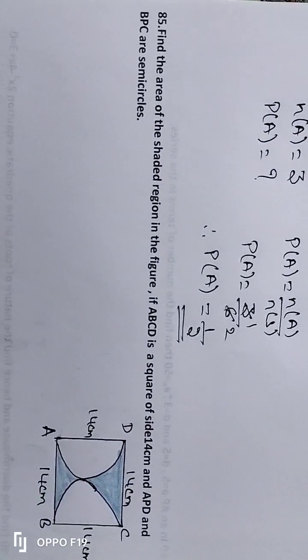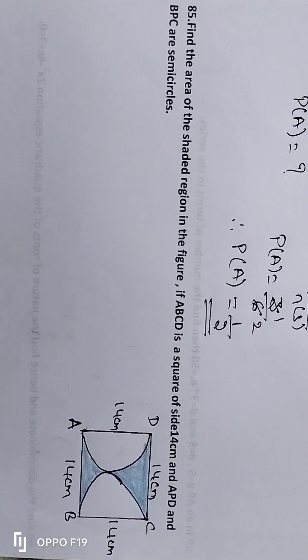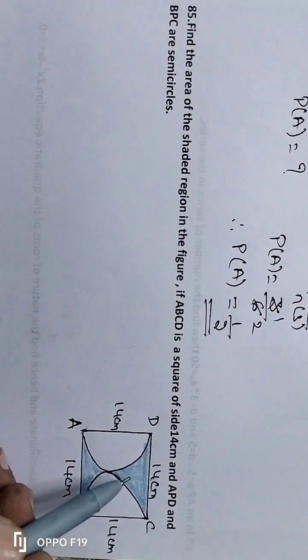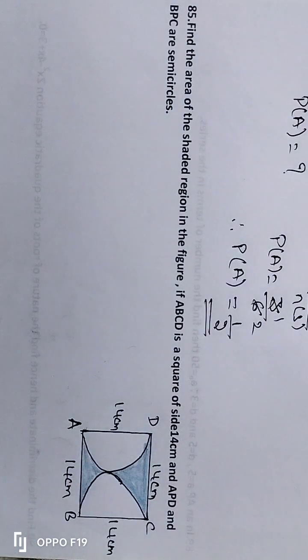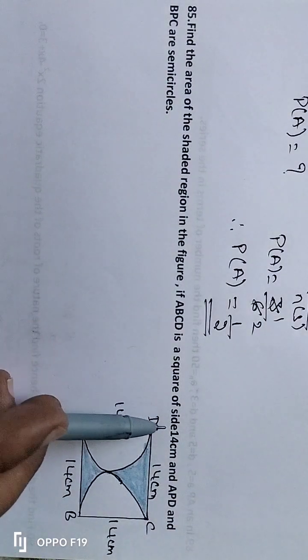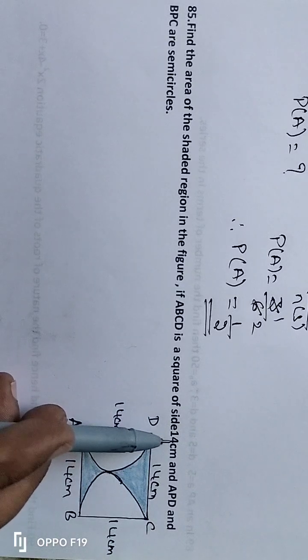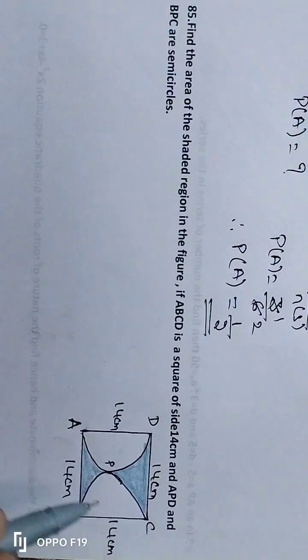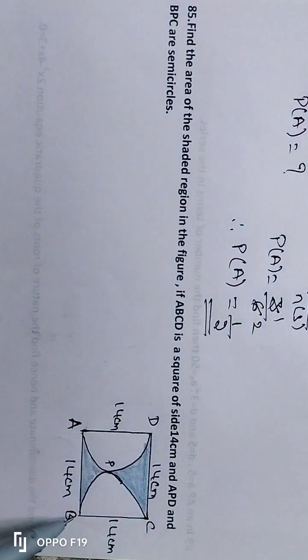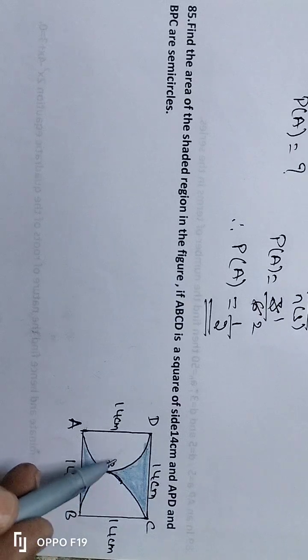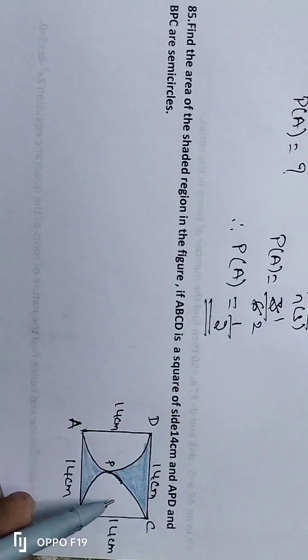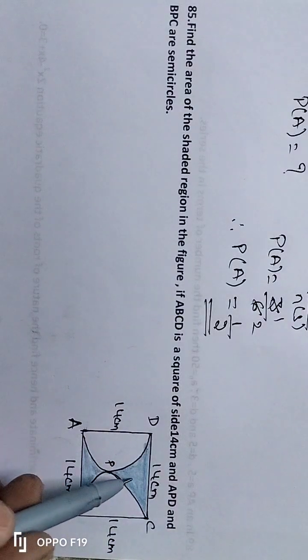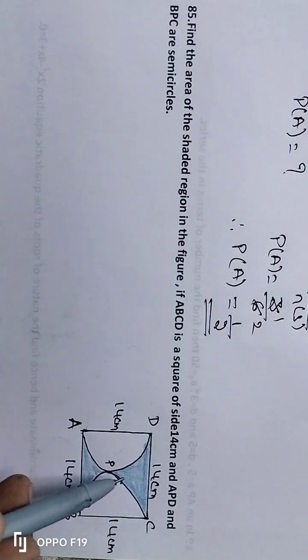Now let us move to the 85th question. In the 85th question, find the area of the shaded region. So this shaded region area we have to find out. If ABCD is a square of side 14 centimeter, and here this is P, APD and BPC, these two are semicircles. So in between the semicircles you can see the shaded region. You have to find out what will be the area of this shaded region.